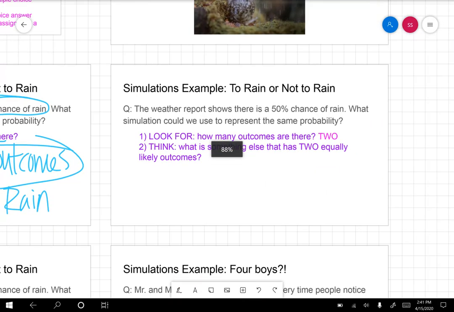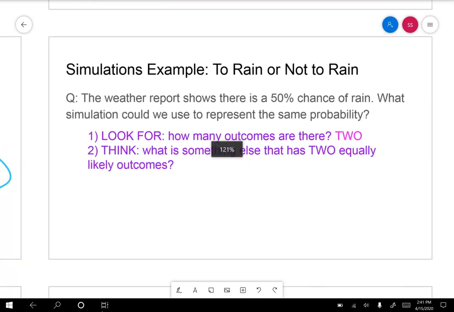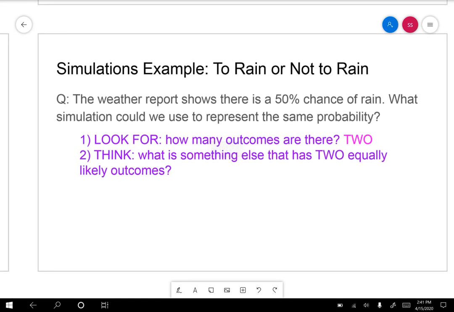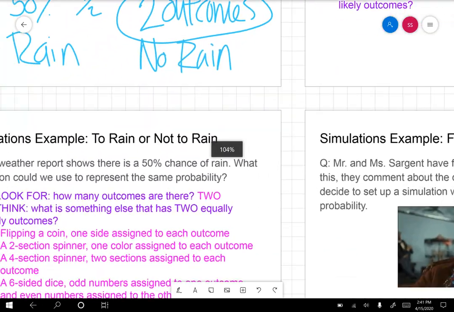So we want something with 2 outcomes that could represent the weather report, right? The next step is to think: what is something else that has 2 equally likely outcomes? This one's even easier than 4 outcomes. There are so many things that we could use for 2 equally likely outcomes. For example, we'll just go over to my examples and I'll explain each of them.